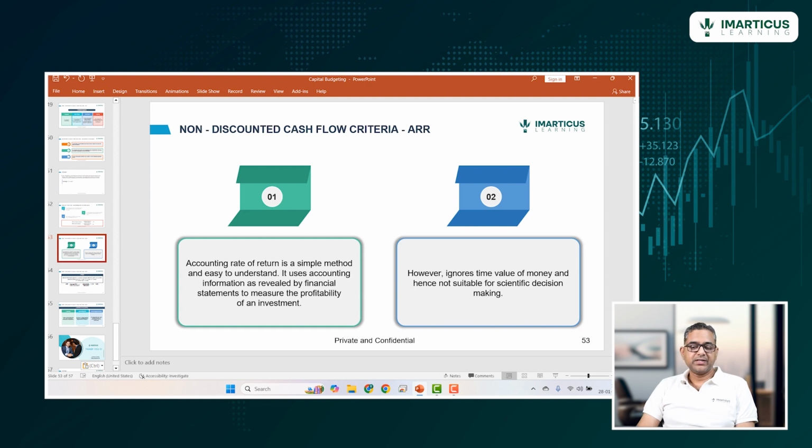Accounting rate of return is a simple method and easy to understand. It uses accounting information as revealed by the financial statements to measure the profitability of an investment. However, it ignores the time value of money and hence is not suitable for scientific decision making.